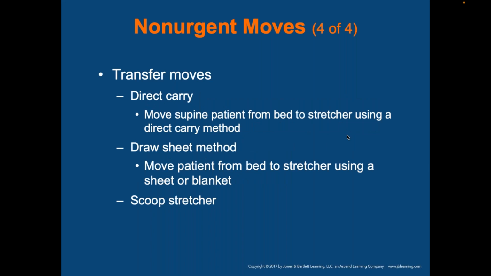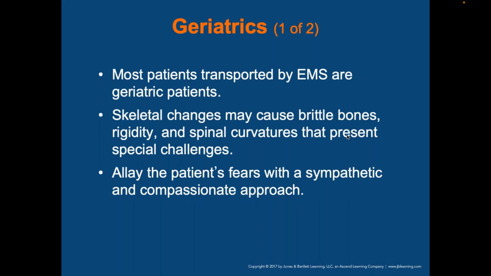You have your direct carry, which is a transfer move that moves a supine patient from bed to stretcher using a direct carry method. Or the draw sheet method is another one you can utilize, by using your sheet underneath and sliding them over. Then obviously the scoop stretcher. It is as it speaks, it scoops the patient up. You can take it apart from side to side, then clamp it back in underneath the patient so there's no rolling involved. I personally like using the scoop stretcher a lot. And when backboarding went away, I used the scoop for that all the time.